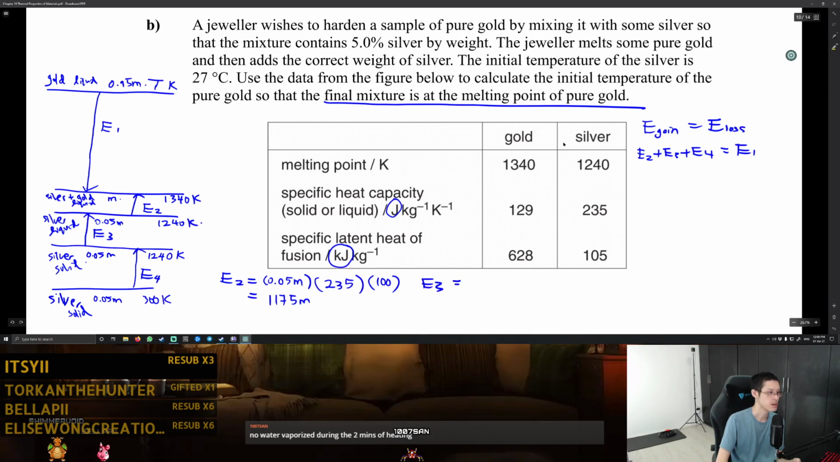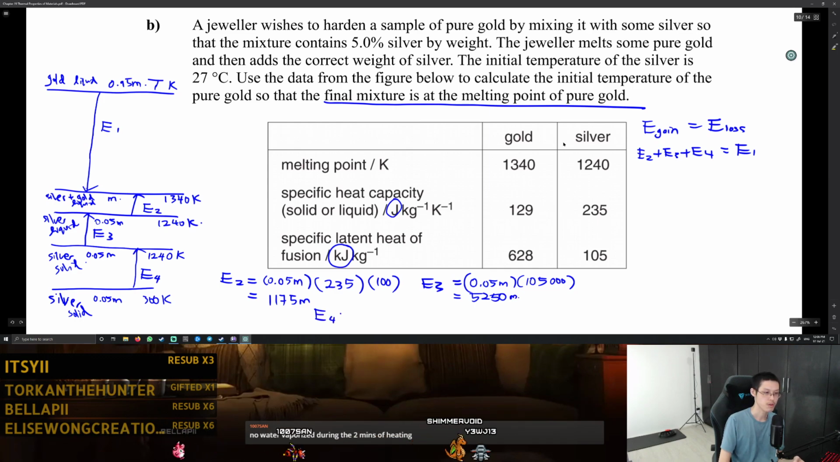Let's work out E3 now. E3 is the change in state of the silver. You're going from solid silver to liquid silver. So you have to use ml. M is going to be 0.05 M again. L is going to be the specific latent heat of fusion for silver, which is 105 times 1000 because it's in kilojoules. Okay, 0.05 times 105,000 gives us 5250 M.